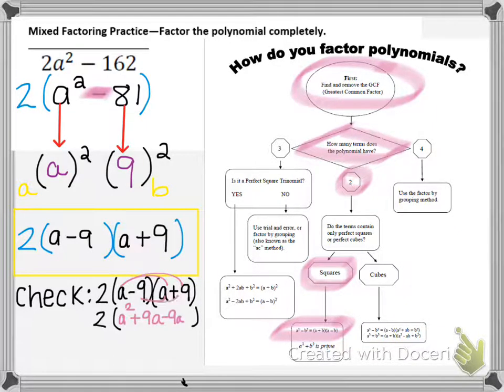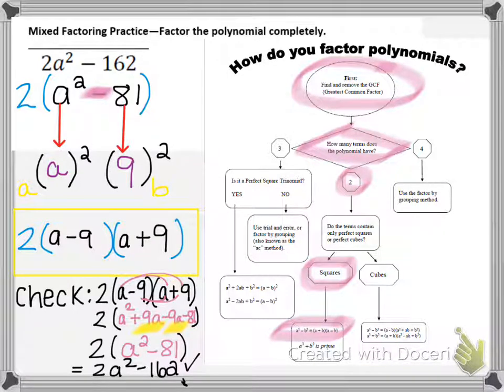That's going to give me a squared plus 9a minus 9a minus 81. Well, look what's going to happen to my middle terms. They're going to cancel out, and I'm just going to be left with 2 times a squared minus 81. Then if I distribute the 2, I get 2a squared minus 162, and that matches my original polynomial. So I know that my final answer of 2 times a minus 9, a plus 9 is in fact the correct answer.